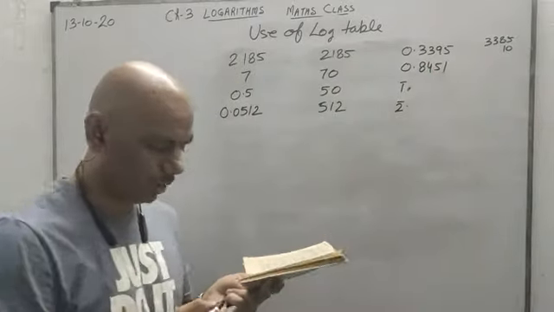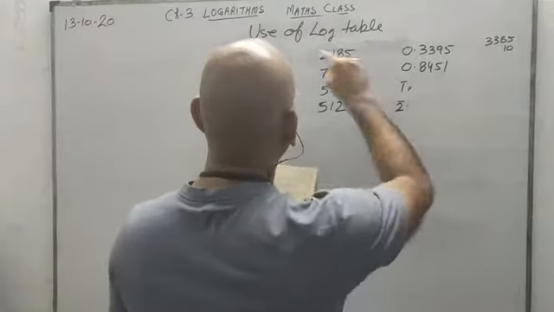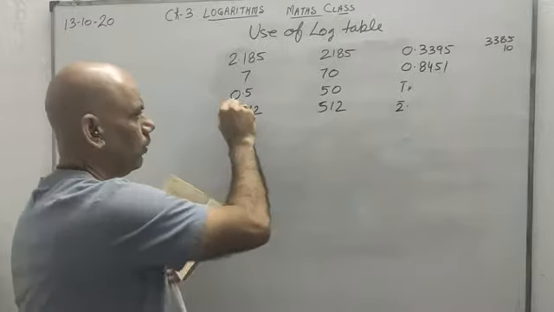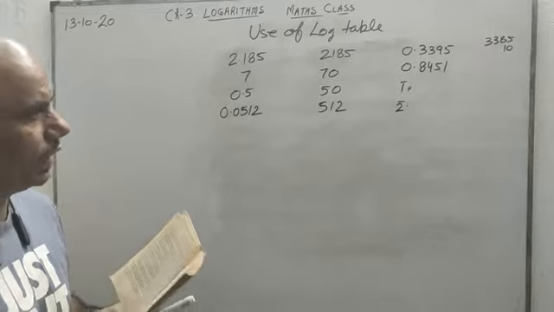0.8451 will be the value of log 7. These are the value of log 2.185. This is the value of log 7. Now I am looking for the value of log 0.5. So 1 bar, and once again I am going to do the same thing.